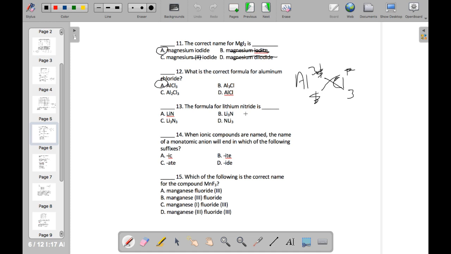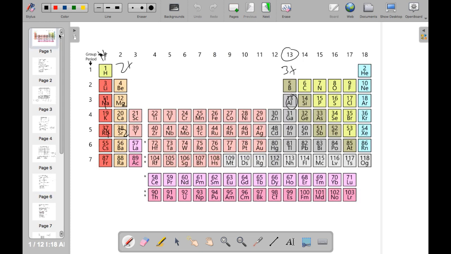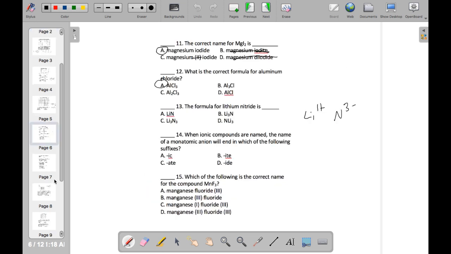The formula for lithium nitride is, well, lithium is in group 1. Lithium is going to be 1 plus. Nitrogen is actually going to be 3 minus. And how do I know that? Here's nitrogen right here. This will be a -1, -2, and we've gone over this before. -3. These will form anions, so it has to be -3. Do the crisscross. 1. We don't need the 1. Get rid of all these. So we have Li3N, lithium nitride.